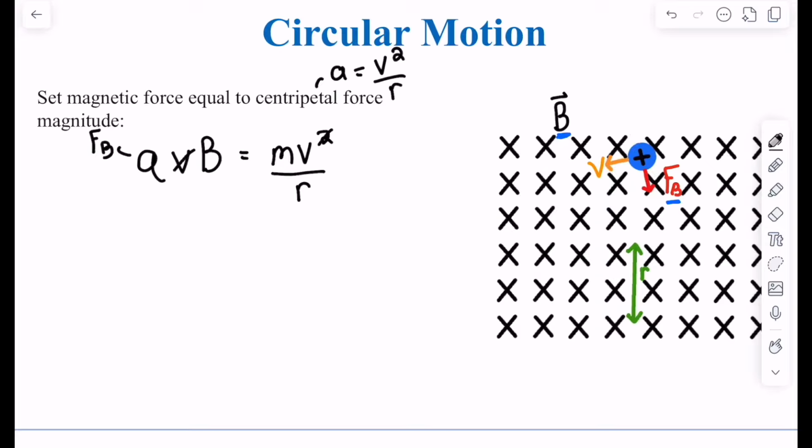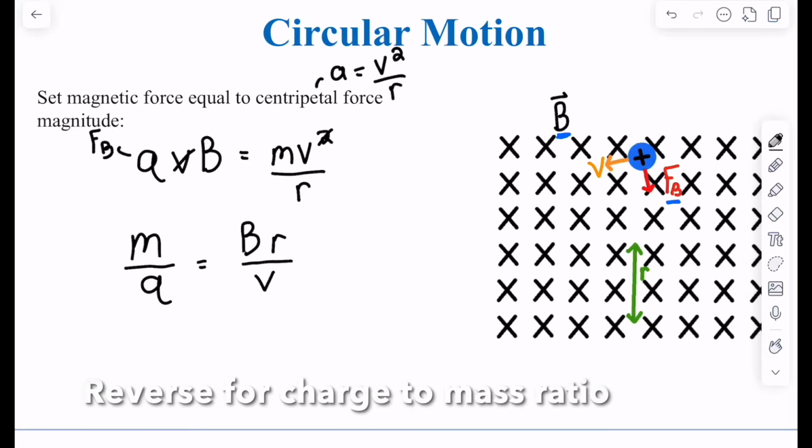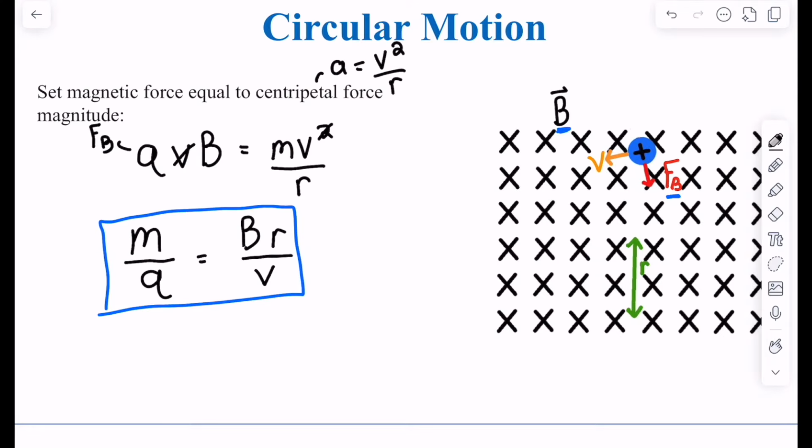I can cancel out the v squared on the right with the v on the left, and there are two ways to write this in terms of what's being asked in high school physics. Oftentimes questions will talk about the mass to charge ratio, or m over q. If I rearrange this, I get that ratio is going to be magnetic field strength times the radius of the circle over velocity. Another thing that's often asked about is the radius of the circle. So if I solve this for r, I would get mv, mass times velocity, over bq.